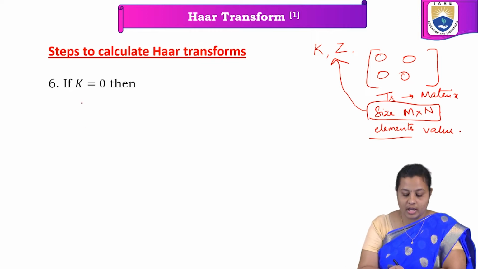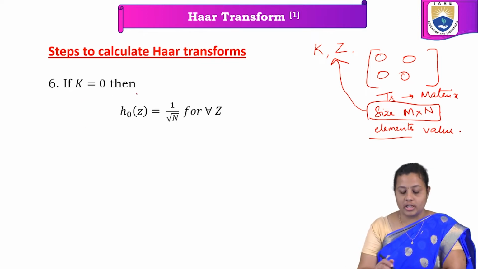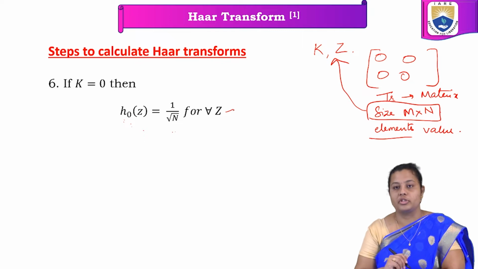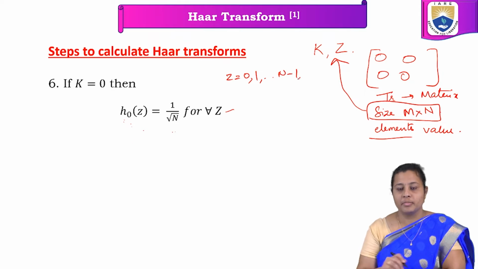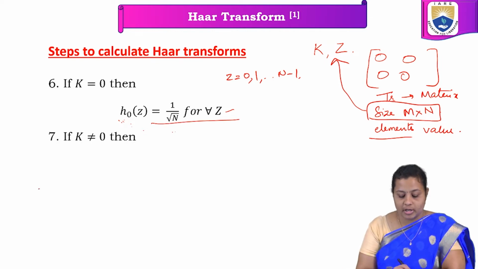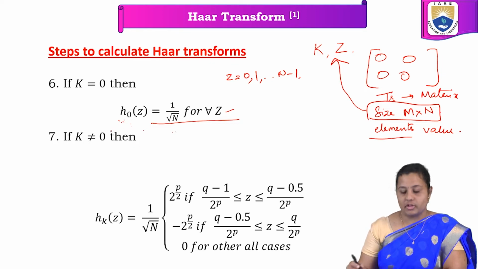If K is equal to 0, then h of 0 of Z is equal to 1 by square root of capital N irrespective of Z. So whether Z is equal to 0, 1, 2, and so on till capital N minus 1, h of Z for K equal to 0 is equal to 1 by square root of N, right? Now, if K is not equal to 0, then what are the values? It is given by these equations.